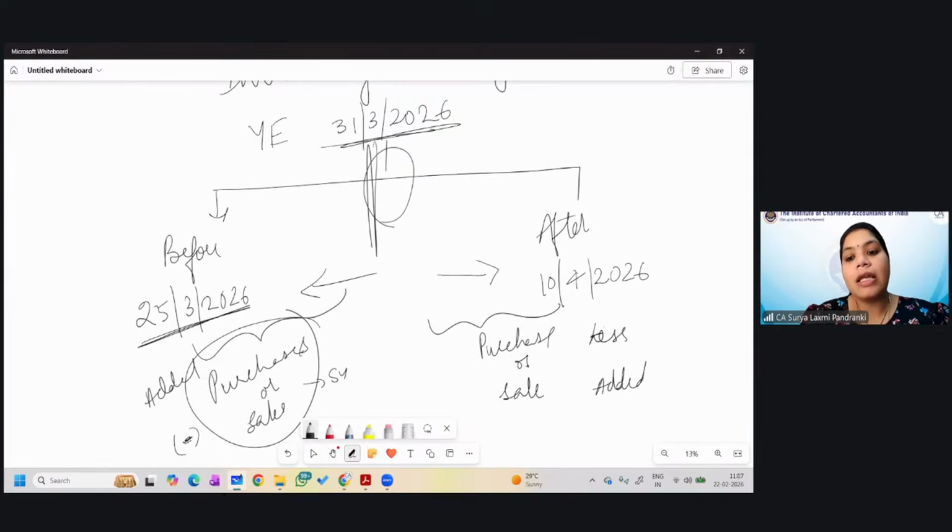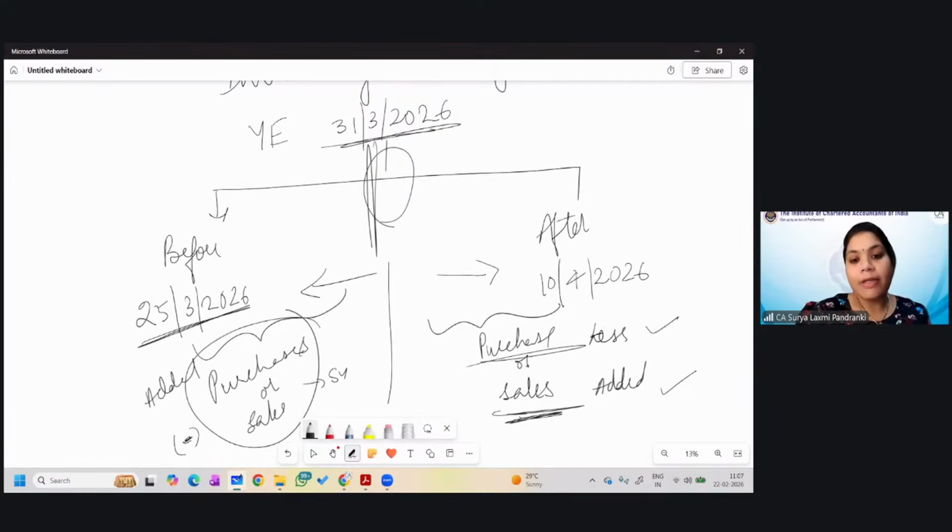Why? Because these purchases and sales don't belong to the current year, because I have done them during that 10 days period after my year end date. These purchases are not my purchases of last year. These sales are not the sales of my current year. So these are for the next year. So purchases have to be removed and sales have to be added back to know the actual physical count of the inventory or the value of the inventory.